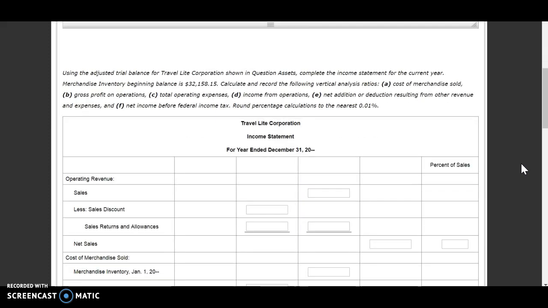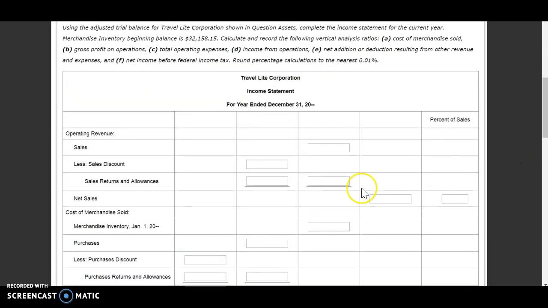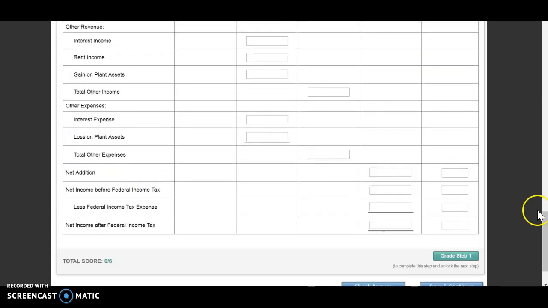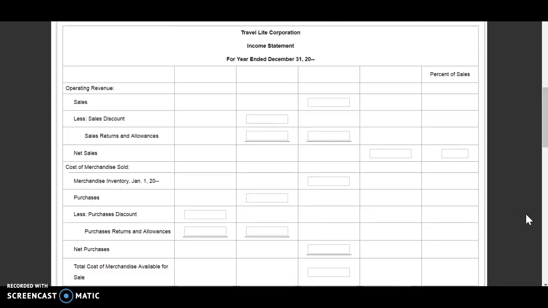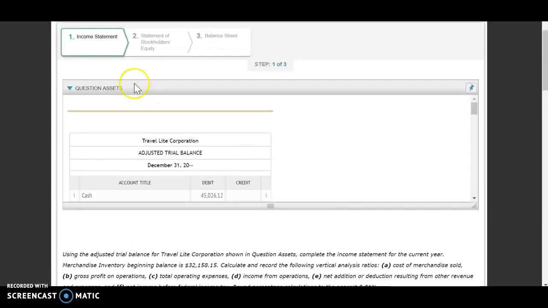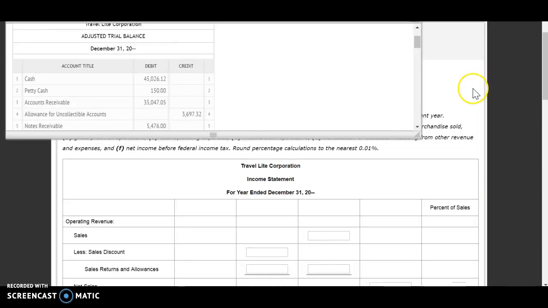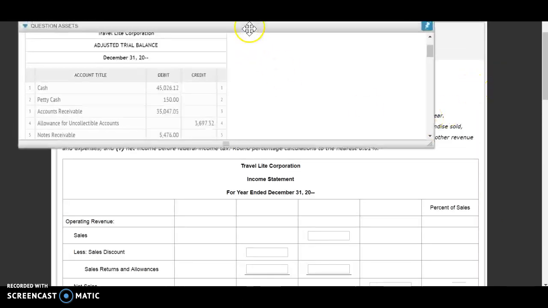So it's very nice for us. It's already included all of the things that we need to fill in. We are just simply filling in numbers. It even shows us where we're going to put those numbers. So we need to make sure that we have our trial balance. So I'm going to unpin this so I can move this around.